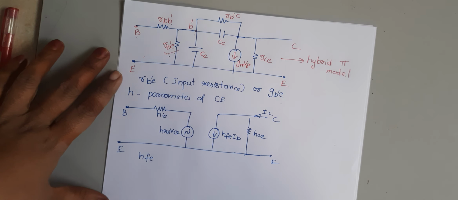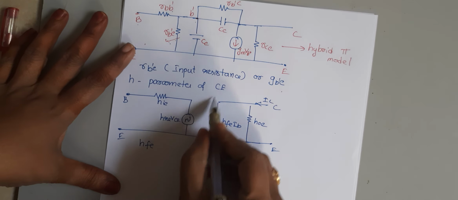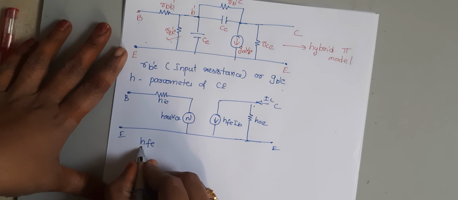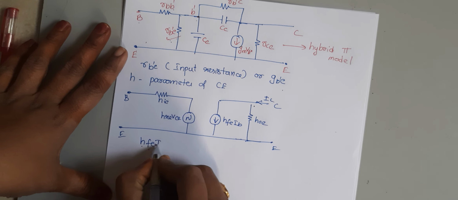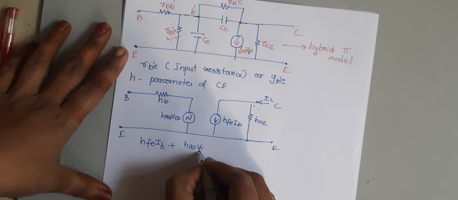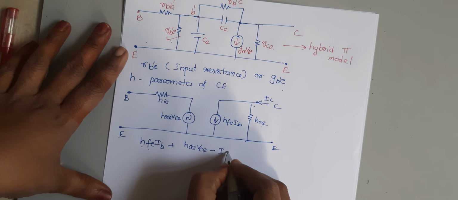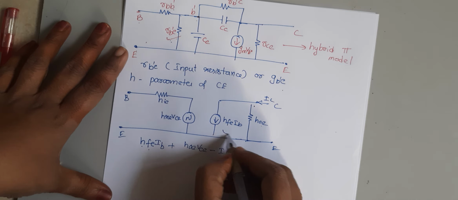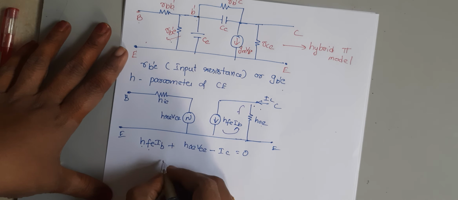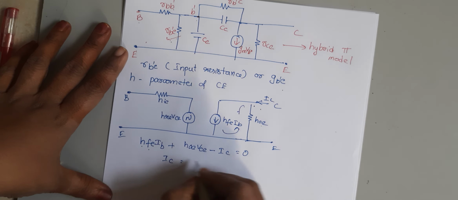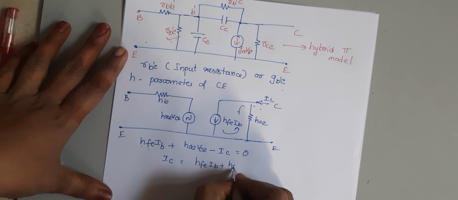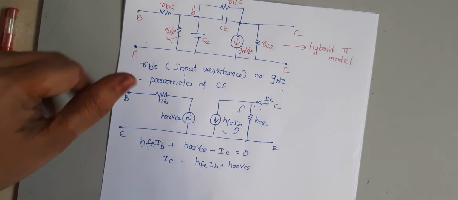By applying KCL at the output circuit, we can write the equation HFE IB plus HOE VCE minus IC is equal to 0. Here the currents are in opposite directions, that's why minus IC. So the equation can be written as IC is equal to HFE IB plus HOE VCE.